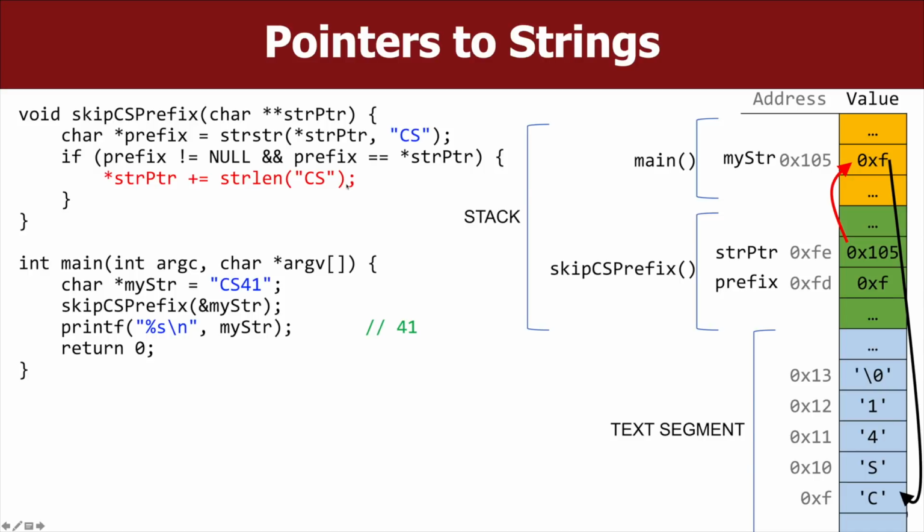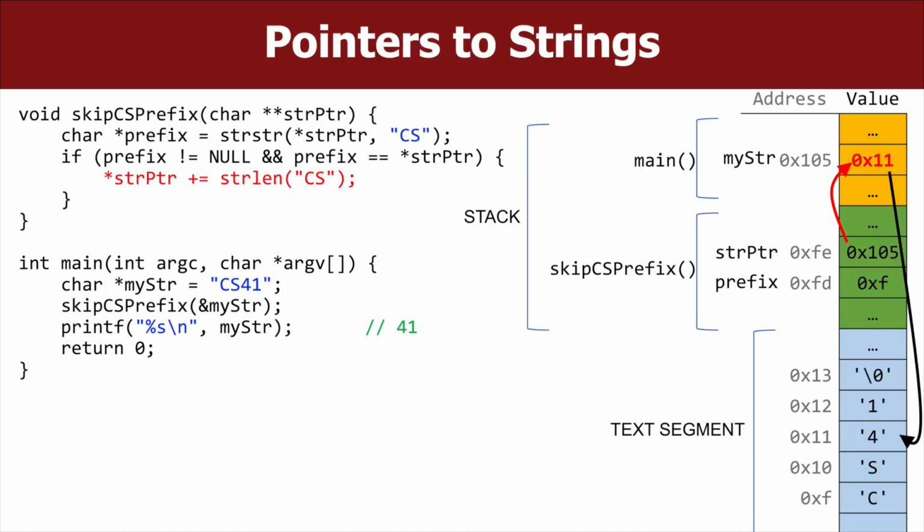So what does this do? It says stirPointer, go to the location that you store and then add 2 places to that number. So we're going to go from 0xf to 0x11 because we again go to location 0x105 and we add 2 places, 2 characters worth of addresses to this number. So it goes from 0xf to 0x11.